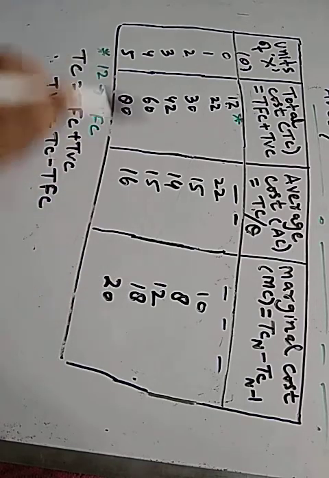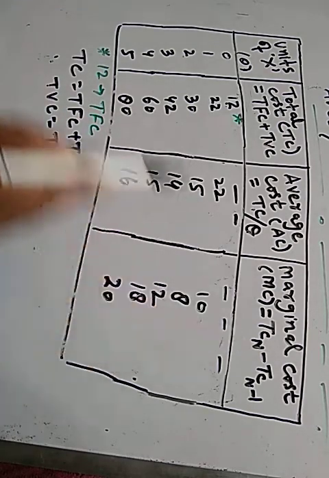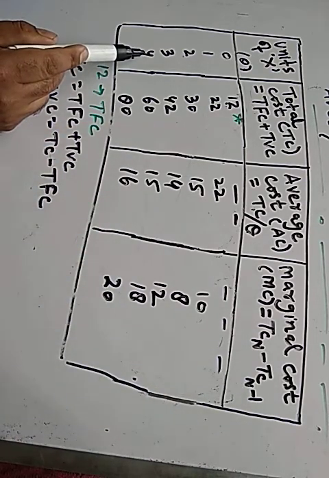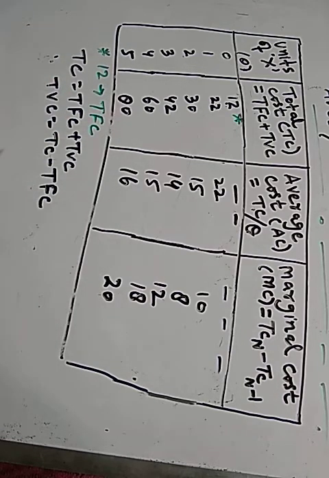That is, when the level of output is 5 units, total cost of n units, the current unit, is 80 rupees, and total cost of n minus 1, that is 5 minus 1, when the level of output is 4 units, is 60. 80 minus 60 is equal to 20 rupees.